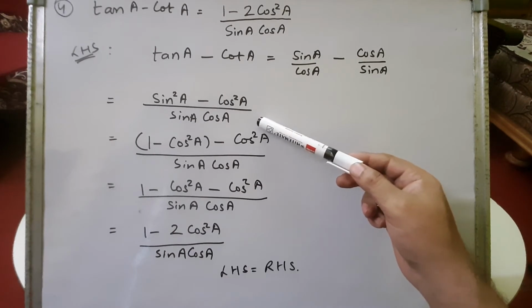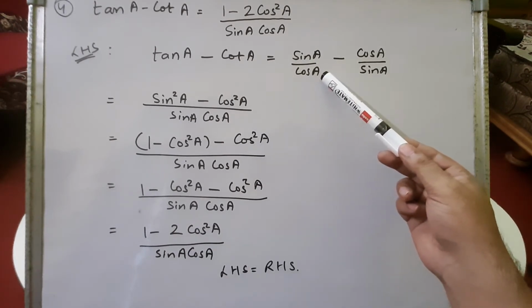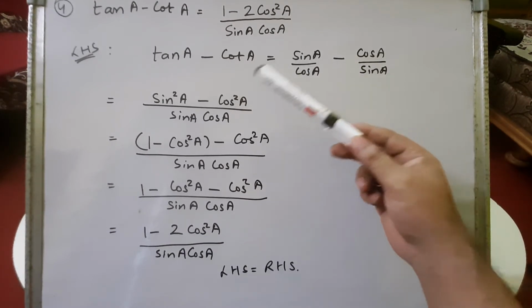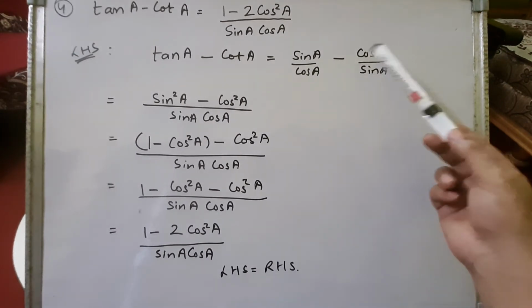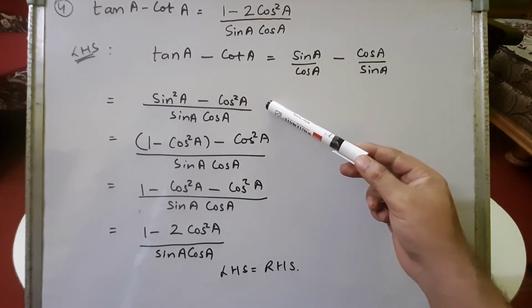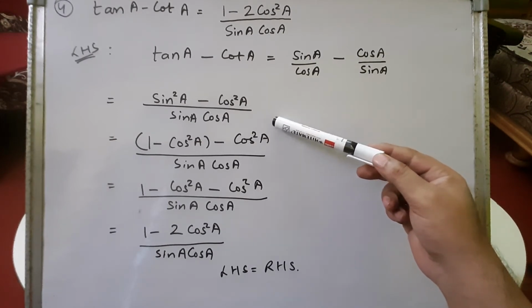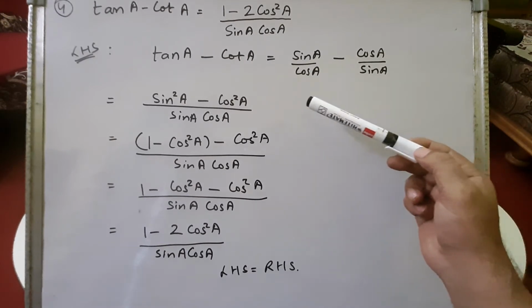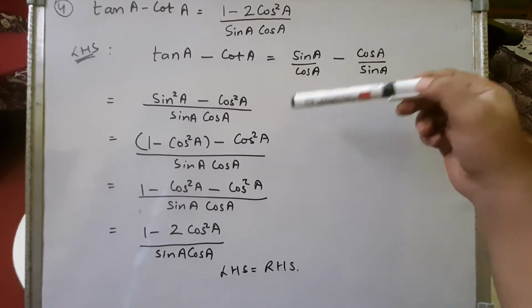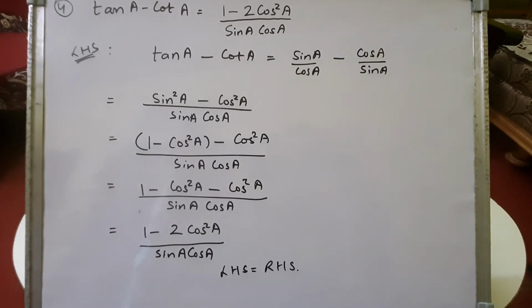The LCM is sin A cos A. When this denominator gets divided by cos A, what will we get? Sin square A, since sin A into sin A is sin square A. When the denominator is divided by sin A, we get cos A into cos A, which is cos square A. So the numerator will be sin square A minus cos square A, upon sin A cos A. Right? Now you can see that in the denominator we have both sin and cos, but in the numerator only cos should come. There is no sin.